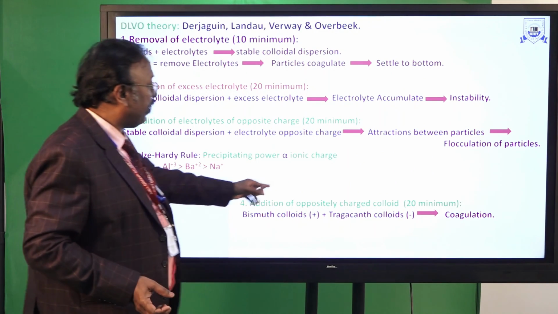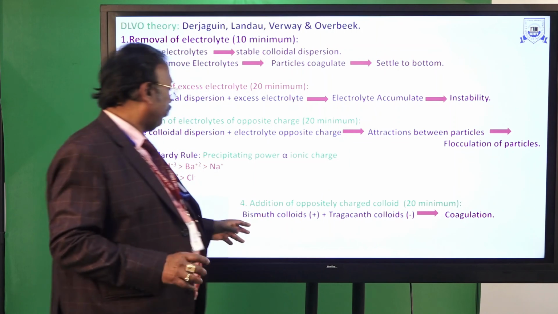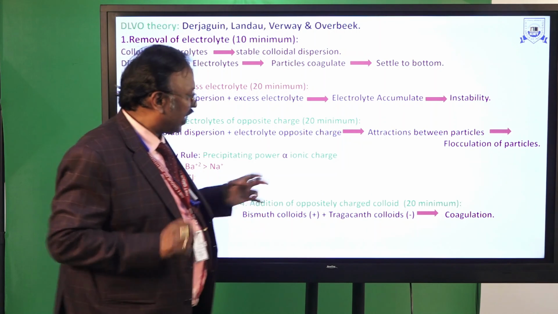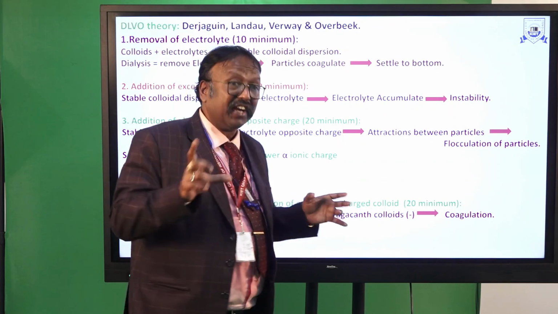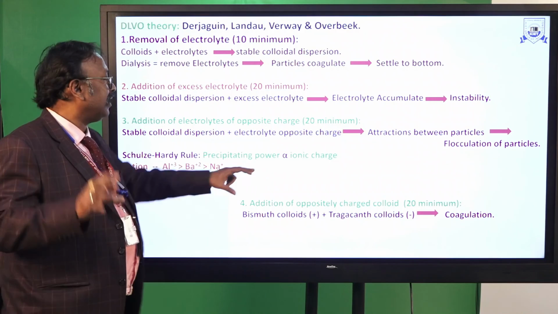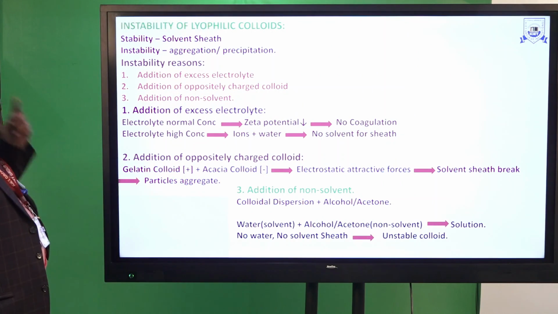Addition of oppositely charged colloids. Suppose bismuth colloid is there, it is positively charged. If you add tragacanth colloid, which is negatively charged, immediately coagulation takes place, that is, instability will take place.